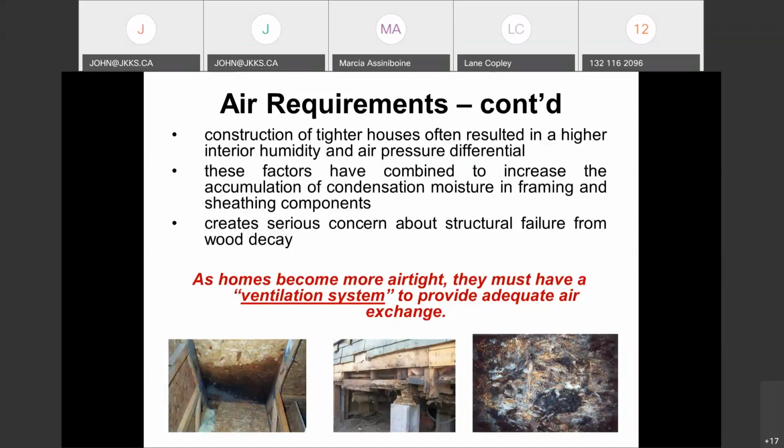Again, we're going to talk a little bit here about air requirements. We started and actually ended with air requirements in our last session, so that's why I put the word continued there. We talked about construction of tighter houses often resulting in higher interior humidity and air pressure differential.